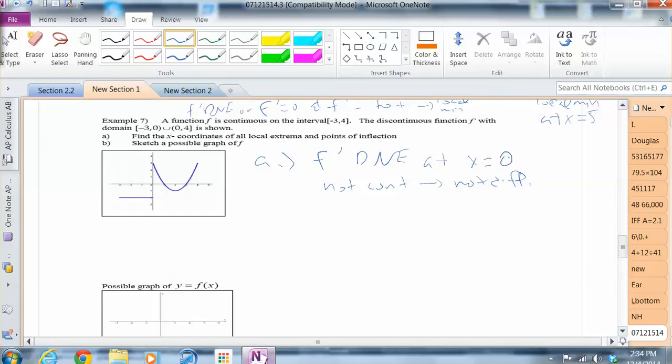So let's go ahead and do a sign chart. We're also going to notice that we're going to have a horizontal tangent at x equals 2 for sure.